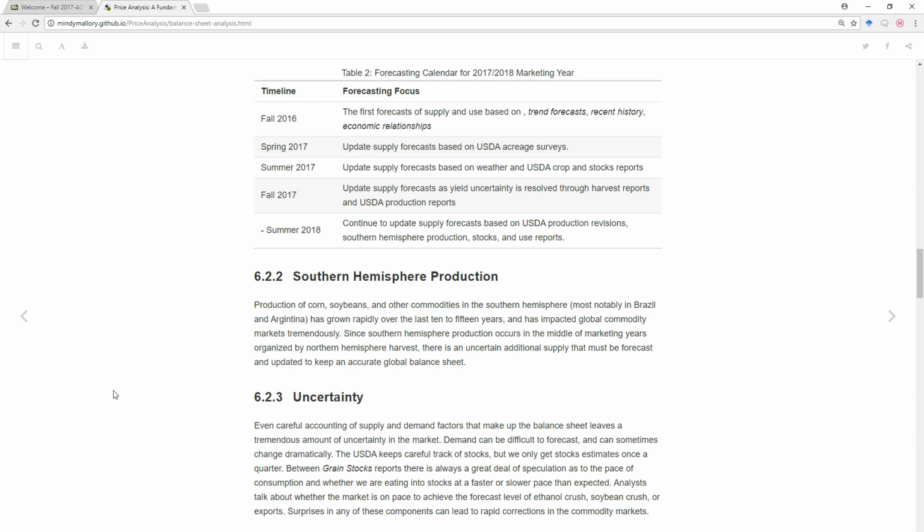However, we began forecasting for this marketing year pretty much a year ago, just about now. So a full year in advance, we'll start forecasting supply and use for the coming marketing year. And obviously that's going to have to be based on things like trend forecast, recent history, and economic relationships. So we look back at trend yield, we look back at how many acres we planted last year, and we make some educated guess about what supply is going to look like for the next year.